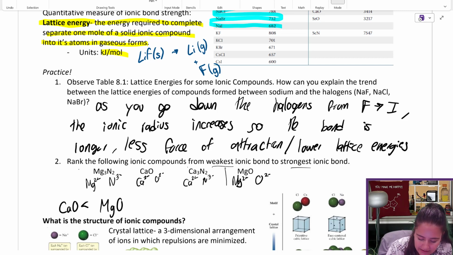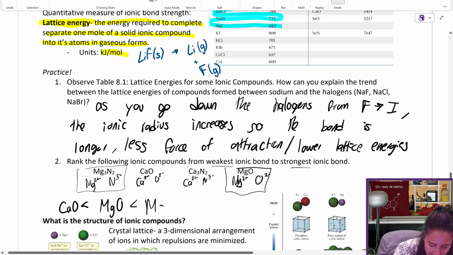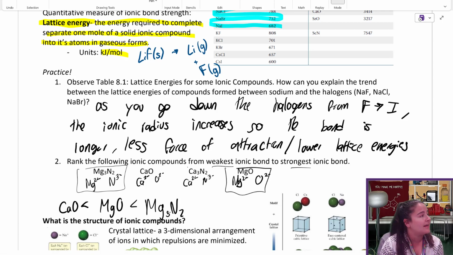And then let's compare the magnesium and oxygen to the magnesium and nitrogen, since those have the magnesium ions in common. Well, the nitrogen has a stronger charge. Oxygen and nitrogen are right next to each other on the periodic table, so even though oxygen is slightly smaller, it's not going to be that much of a difference. So my guess is that the bigger charge of nitrogen is going to make it a stronger bond. So we'll say Mg3N2 will be that next one. And then again, calcium is a bigger one, so calcium's going to be weaker than that.